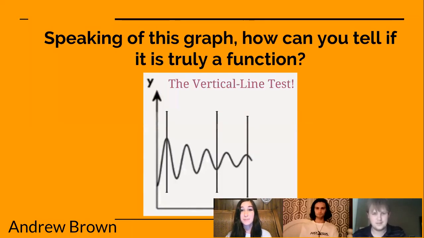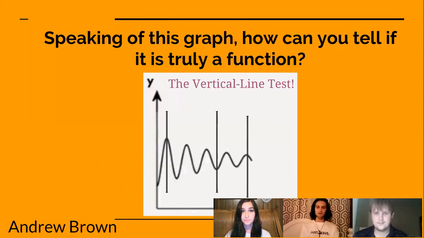Andrew, speaking of this graph, how can you tell if it is truly a function or not? Well, the definition of a function actually requires that only one y value be assigned to each x value. So this means that there can only be one answer to any question that involves a function.